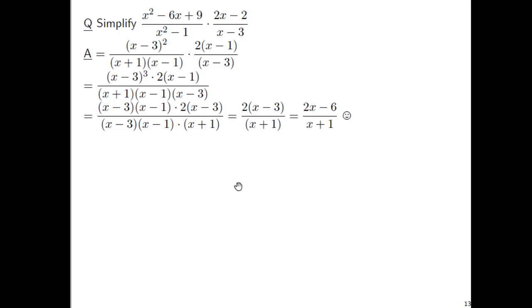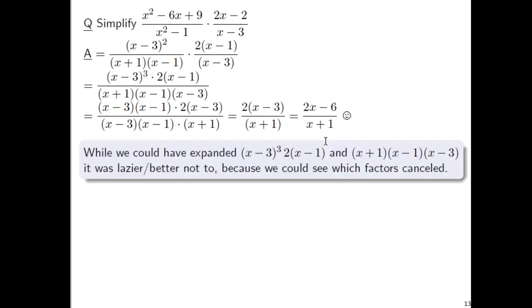And if you want, at this point, because nothing else will cancel, you can distribute the 2 if you'd like to and have 2x minus 6. In the denominator, look, the denominator of a fraction is always in a hidden set of parentheses. The entire denominator is. So we could just choose to not write the parentheses, and then we'll just have the hidden set of parentheses around the x plus 1.